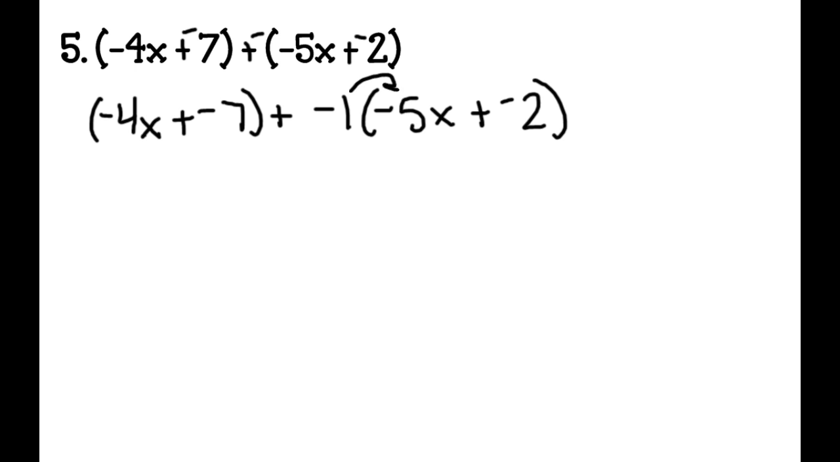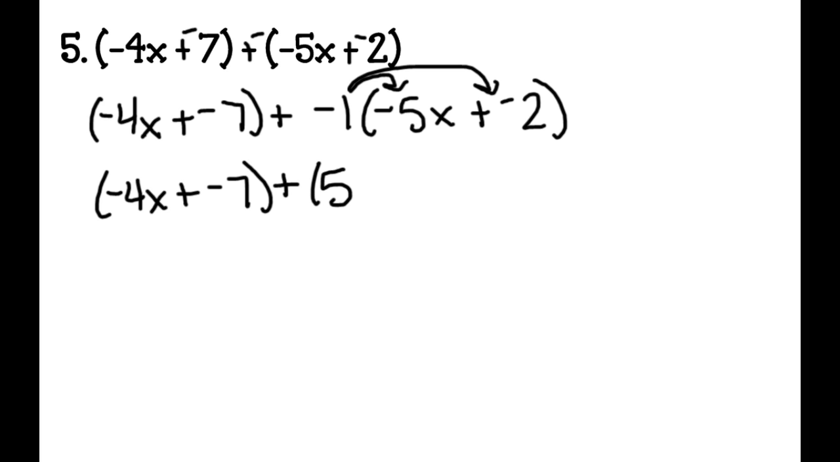I'm going to use the distributive property, and we have negative 4x plus negative 7 plus negative 1 times negative 5x is a positive 5x, because a negative times a negative equals a positive, plus negative 1 times negative 2 is a positive 2, because a negative times a negative equals a positive.